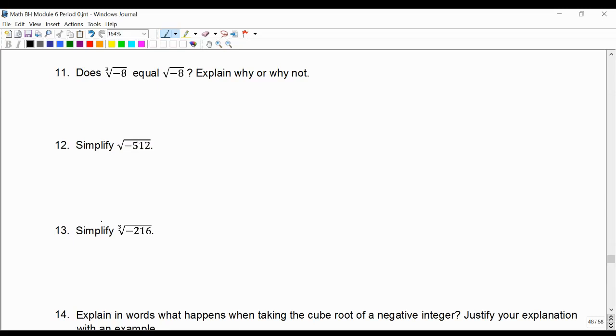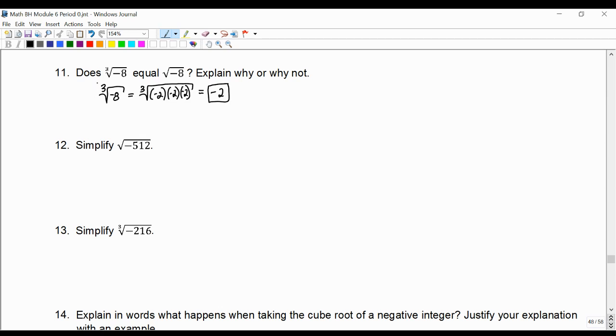This is the second video for the 6-2E lesson on nth roots. Does the cube root of -8 equal the square root of -8? So now we start to see the difference. The cube root of -8 can be thought of as the cube root of -2 times -2 times -2. Oh yeah, there is a 3 of a kind. They are identical. This is -2.